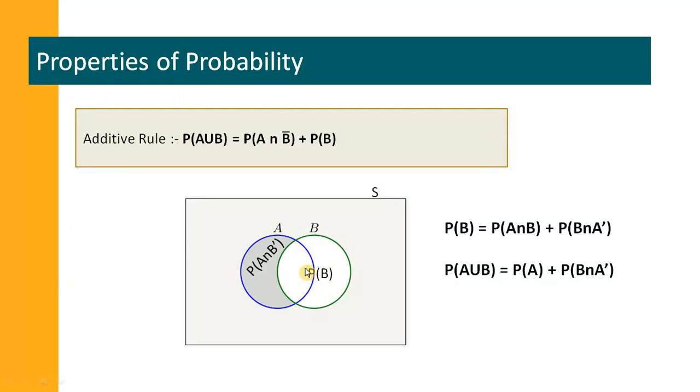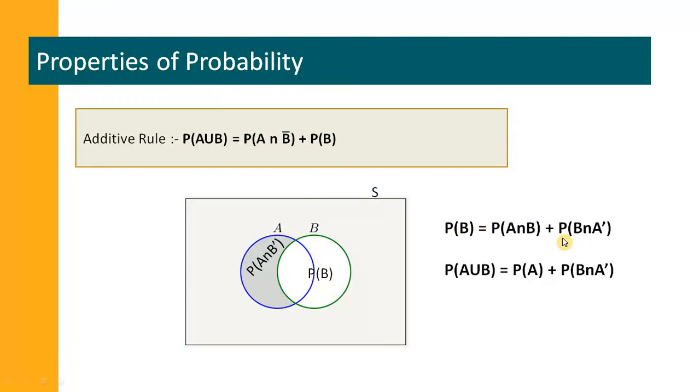So from this additive rule, we can understand P of B equals P of A intersection B, that is this common portion, P of A intersection B, plus P of B intersection A naught, that is the portion of B not in A.